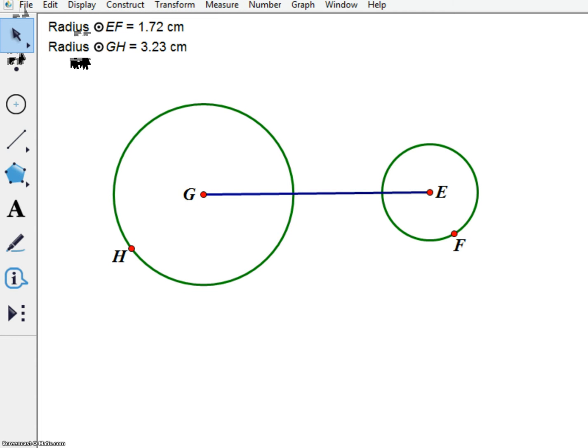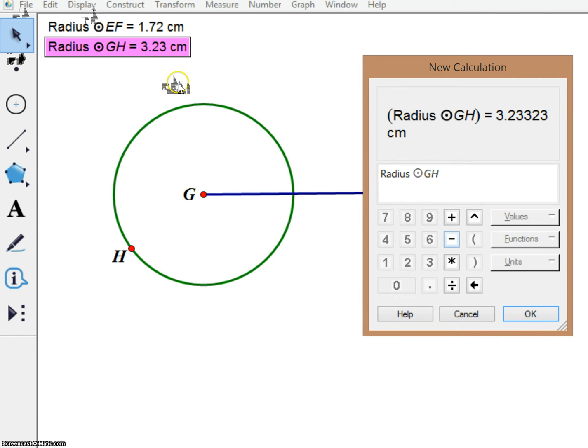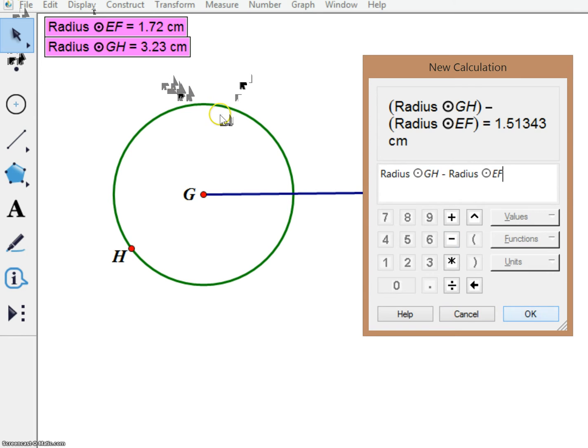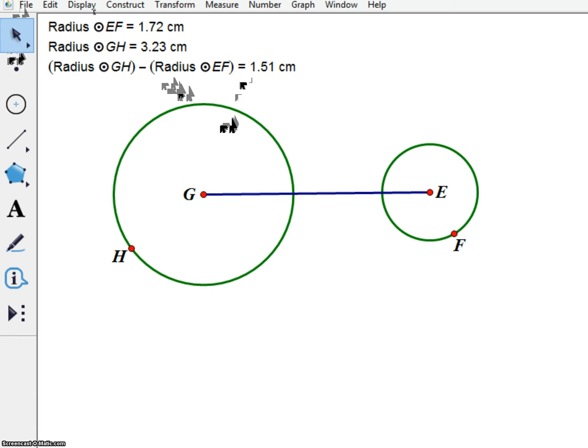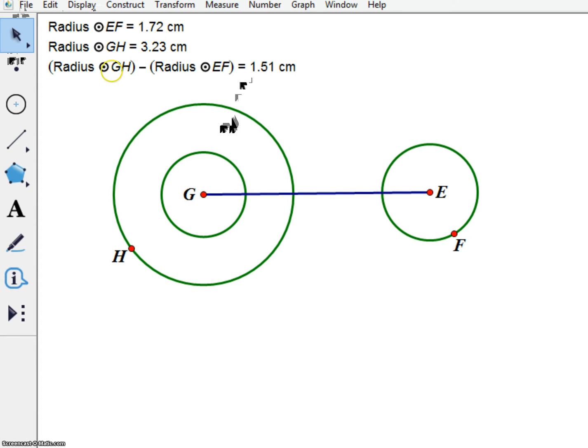And what is going to be even more significant than that, I need to calculate the difference between these two. The significance of this is if I create a circle with this radii, this new radii that I just calculated, then I will get basically the difference between this radii and the smaller radii.